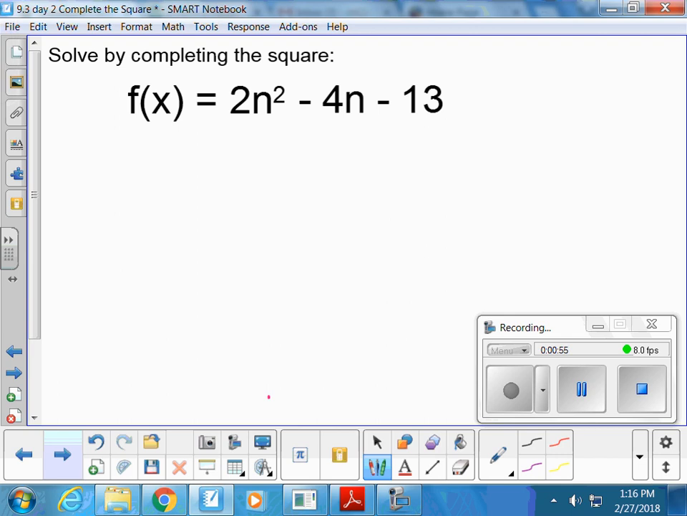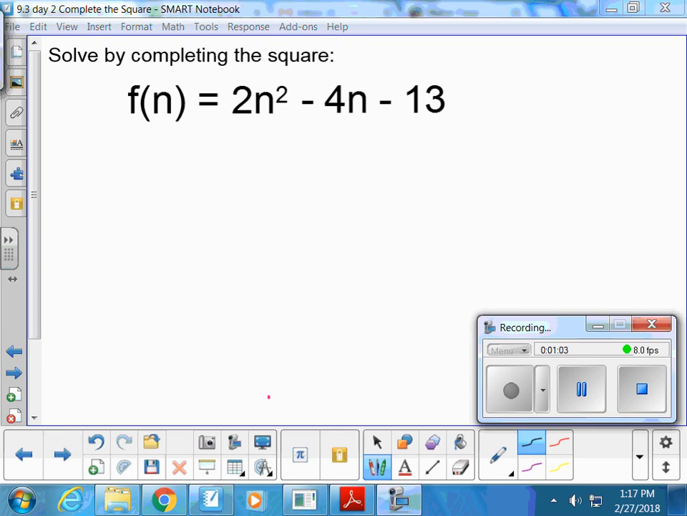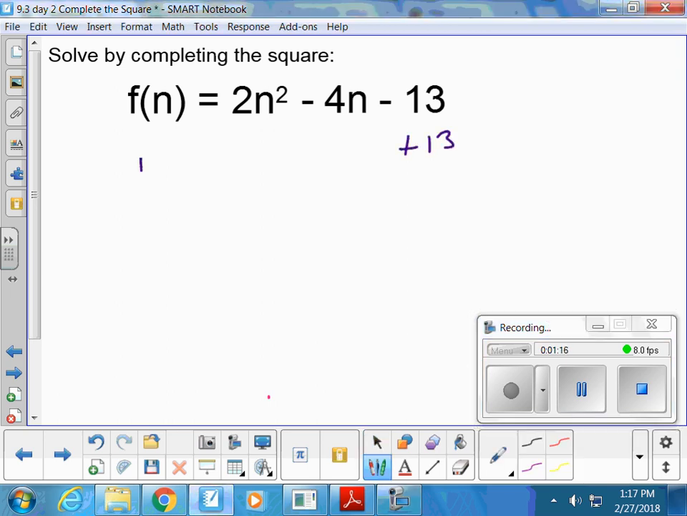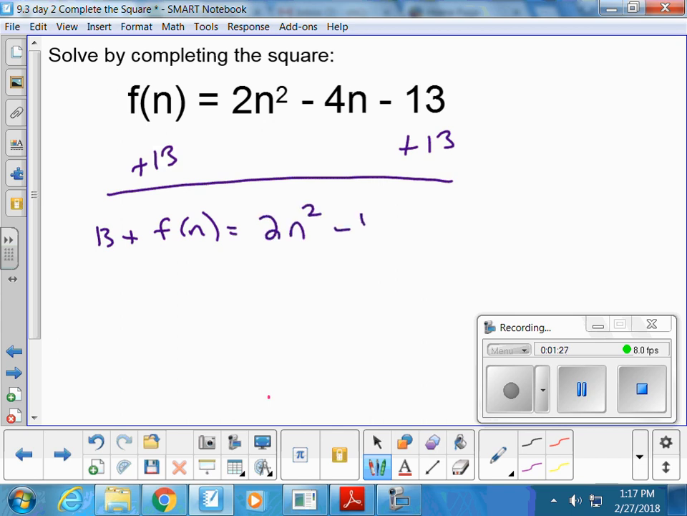Step 1, get the x terms alone. What that means, these are all n's. So what we're going to do is basically get that negative 13 over to the other side, so all the terms that have variables can be together alone on one side. So we're going to start off with a plus 13 to move the 13 to the other side. So we'll have f of n plus 13 equals 2n squared minus 4n. So that was step 1, getting the x terms alone. Stop me anytime with questions.